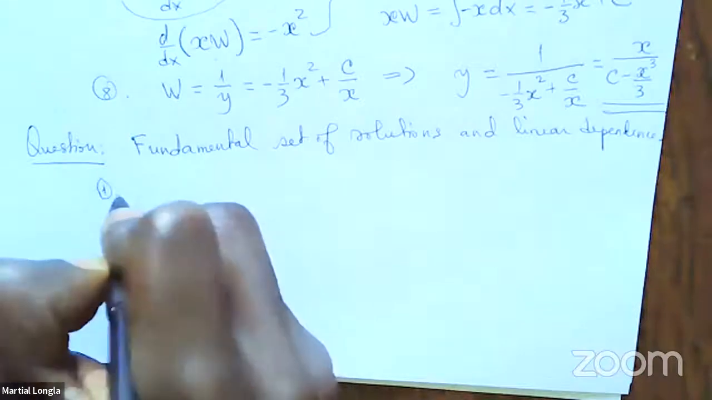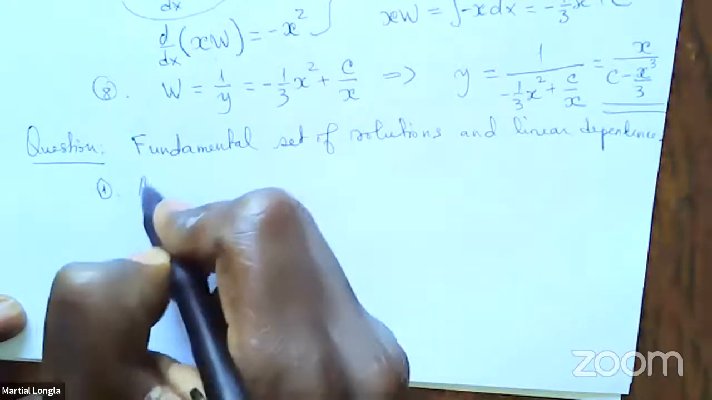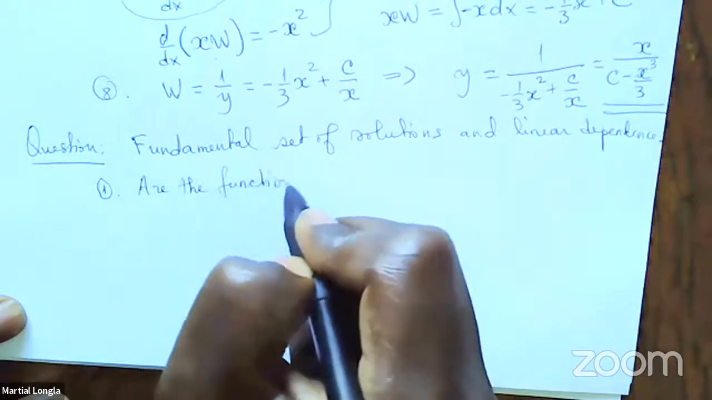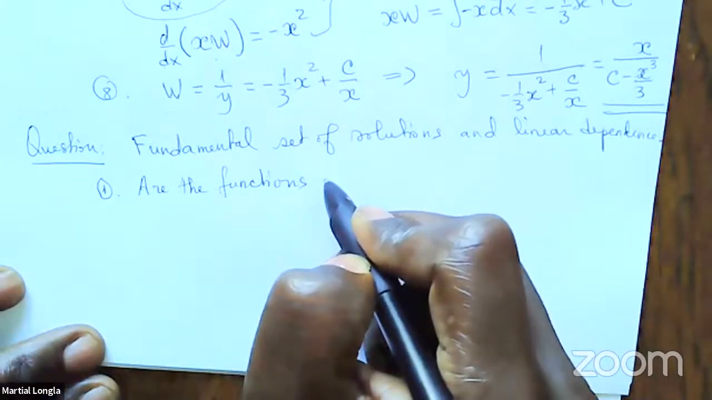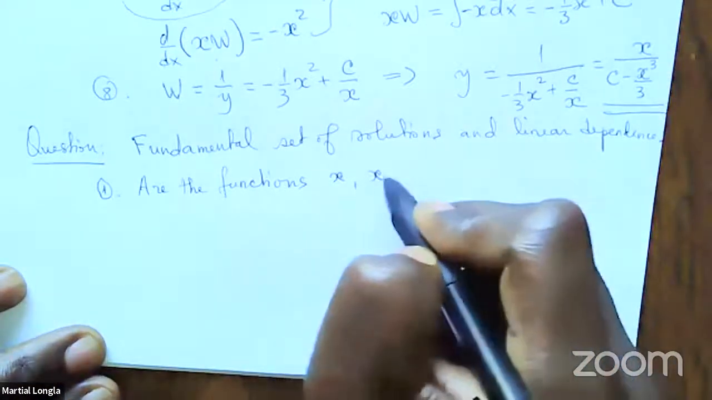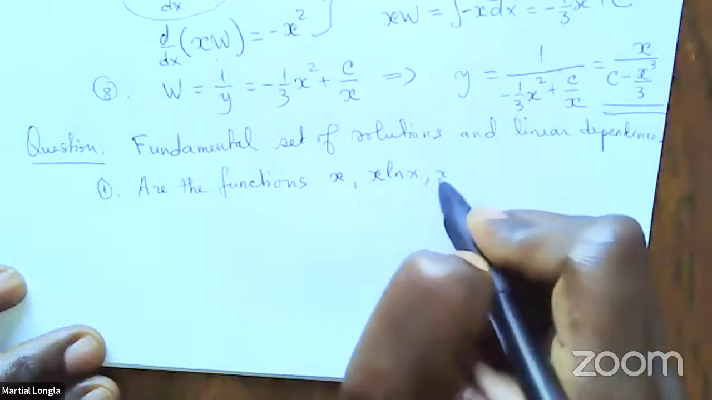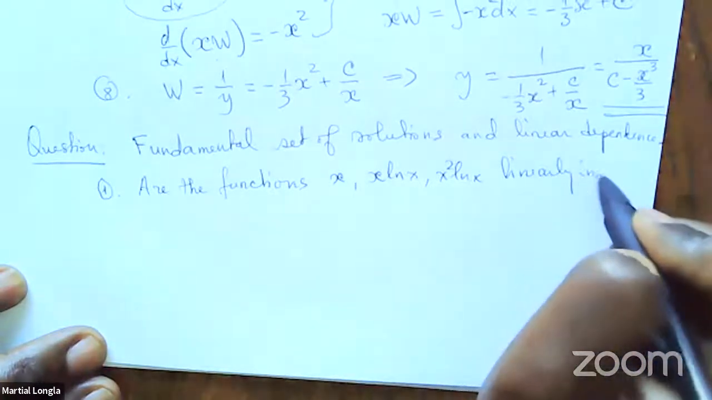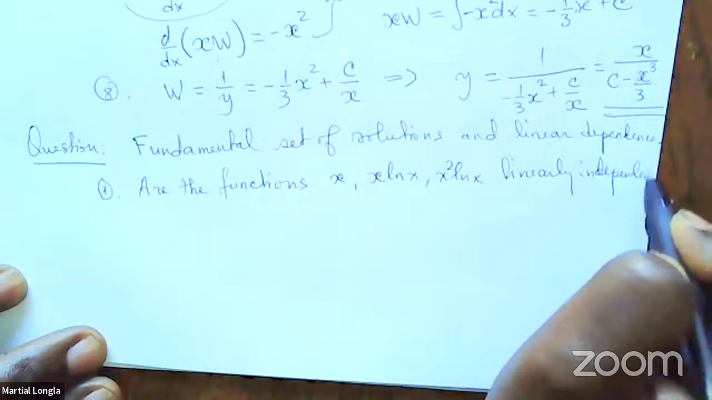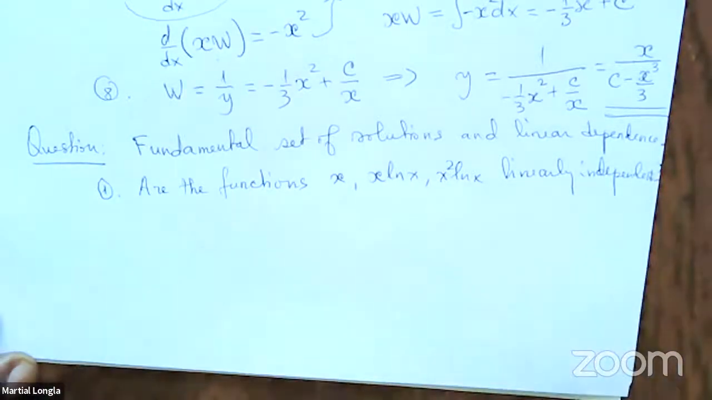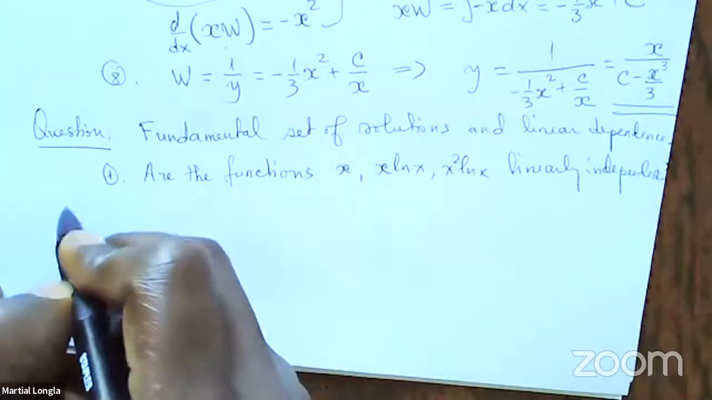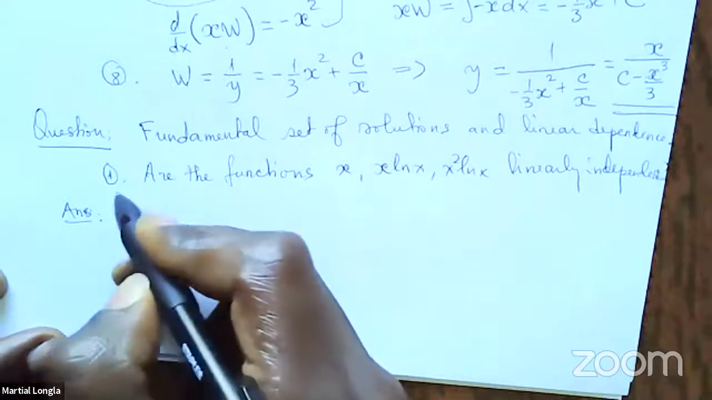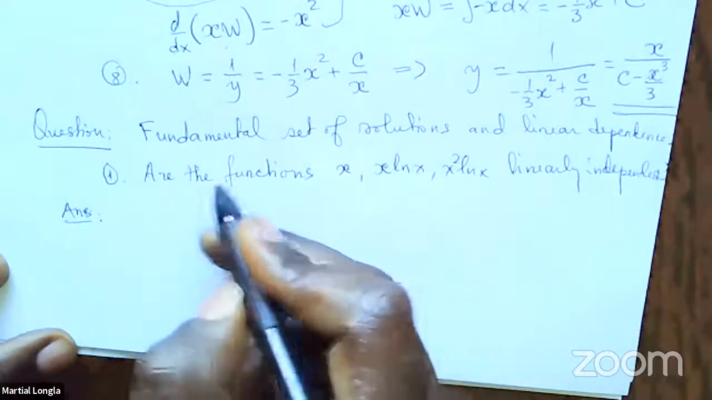And one question could be, are the functions x natural log of x, x squared natural log of x linearly independent? So if you ask if these functions are linearly independent, then what you need to do is to compute the Wronskian and show that that Wronskian is not equal to 0.